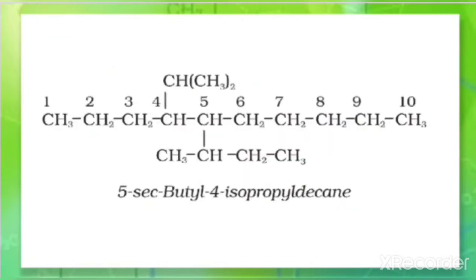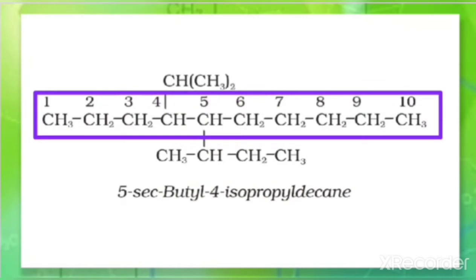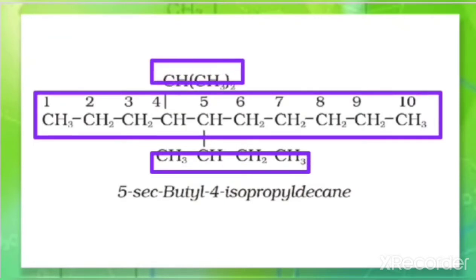Next we'll try one more example. These examples are all given in the textbook, so follow the textbook also. Here the main chain you can find very easily, because this is the main chain, a 10 carbon chain. And here 2 substituents are there. Better to make a separate box. These are the 2 main substituents.